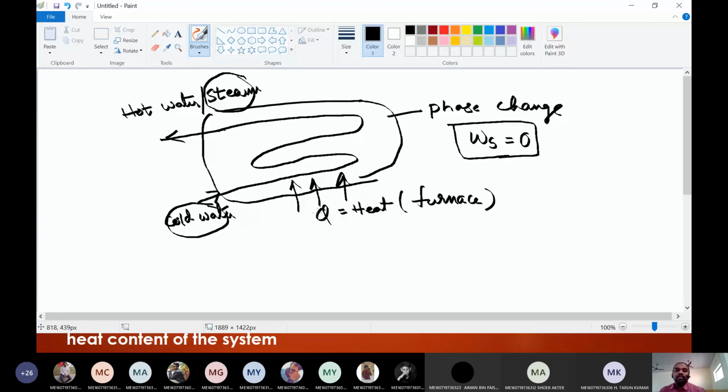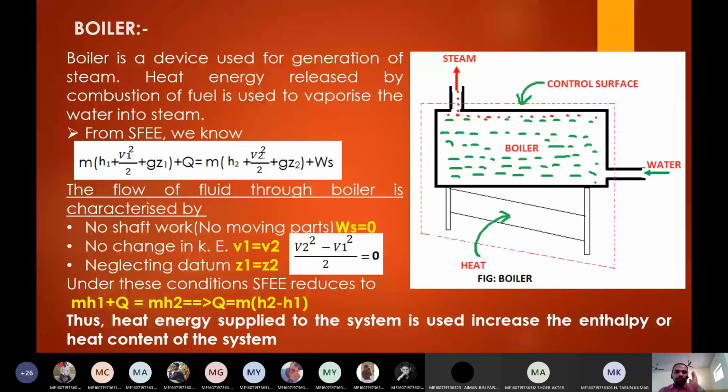Let us assume the velocity of the flow is constant within the boiler. At that time, I can say V1 is equal to V2. Now, no shaft work, Ws will be 0, and we are assuming the flow of water is steady. Now here we have tubes actually. Strictly speaking, a set of tubes will be there, like this.